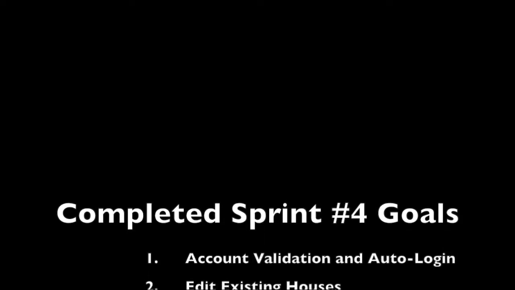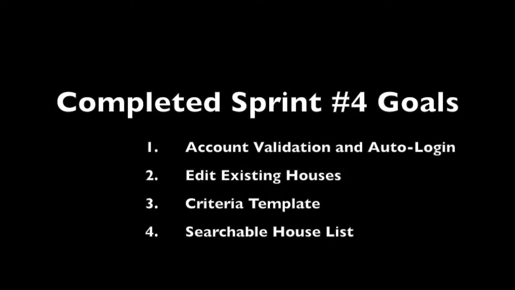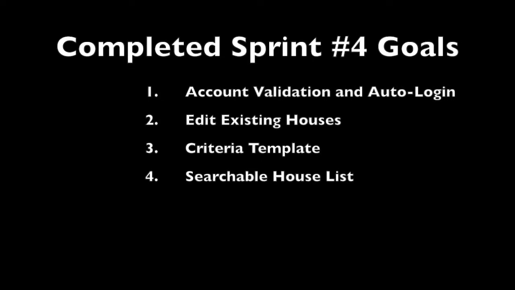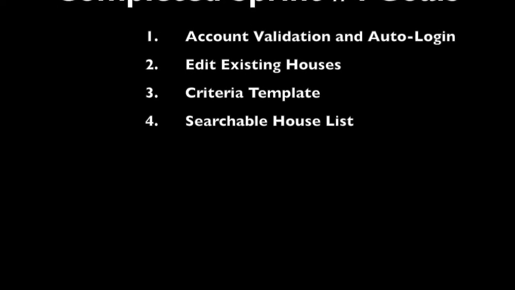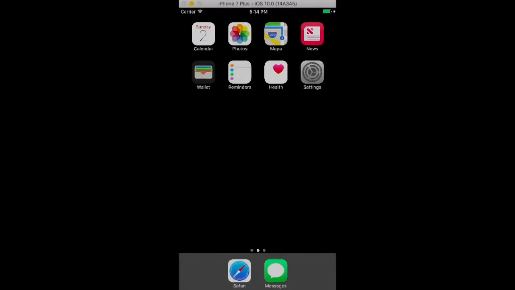Our completed goals for this sprint included immediate account validation and login, the ability to edit existing houses and their contained criteria, the creation and storage of a criteria template for use in a sorting system, and the ability to search the user's house list. Let's take a look at the way these features have been implemented in this application.